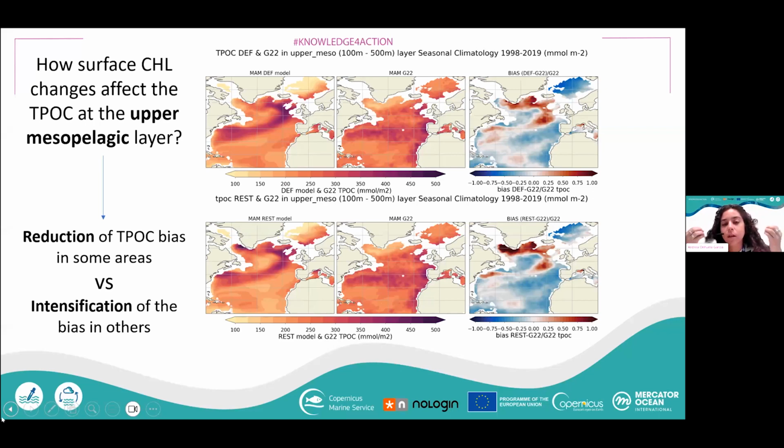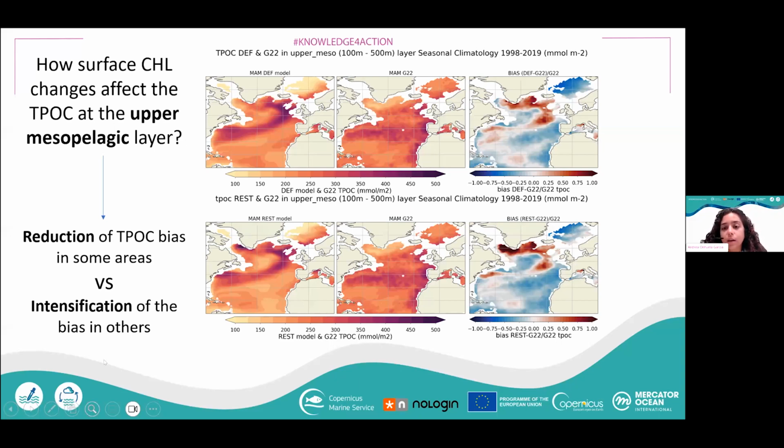correct total POC at the surface, or having a better estimation of the chlorophyll at the surface, does not translate into a good POC in the upper mesopelagic layer because of the carbon fluxes that are coming from the surface to the mesopelagic layer. Those fluxes are also controlled by biogeochemical processes and physical processes that are related to the distribution of POC.